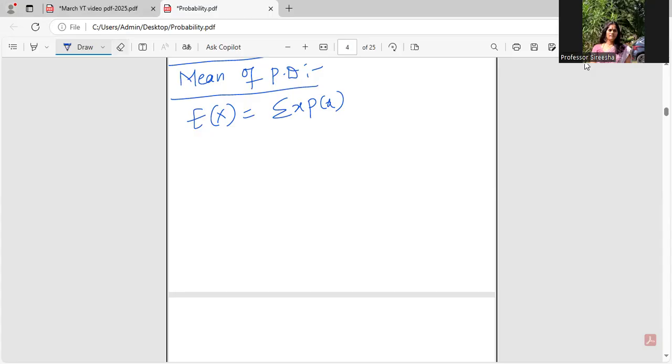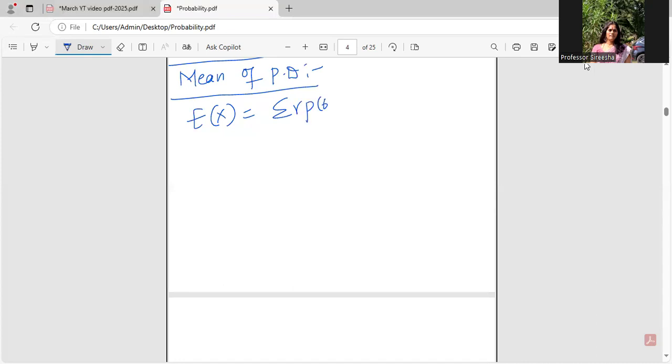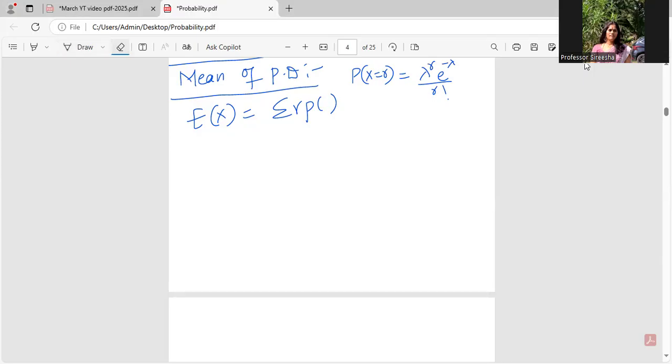Now, what is p of x, or rather r p of r? Of course, it is x p of x here. We are talking about r successes now, so let's go with r p of r. What is P of R? The probability of R successes. How do I get it? It is lambda power R e power minus lambda by R factorial. So I'll substitute the same thing here for P of R.